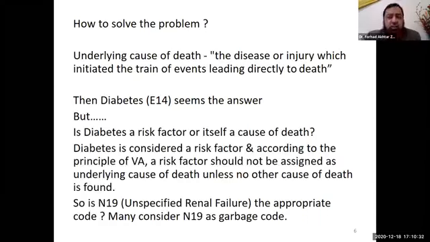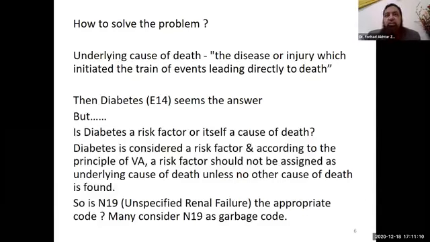Now let us see what is the underlying cause of death. As per WHO, the disease or injury which initiated the train of events leading directly to death. Then the diabetes E14 seems the answer, because renal complication has arisen because it's a diabetic nephropathy because of the underlying diabetes. But is diabetes a risk factor or itself a cause of death? Diabetes is considered a risk factor, and according to the principle of verbal autopsy, a risk factor should not be assigned as underlying cause of death unless no other cause of death is found.